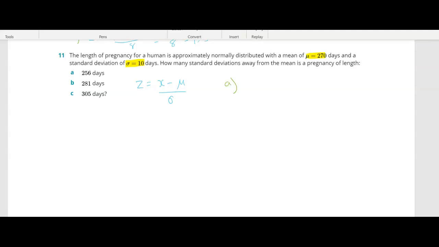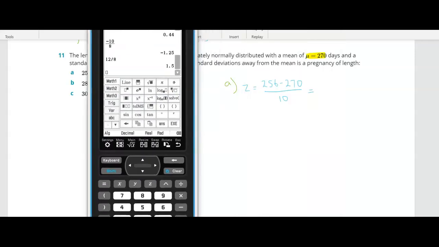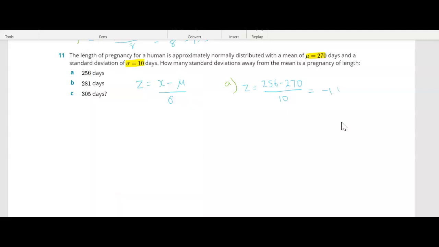All right, so for question A, 256 minus 270. So I know that's going to be negative. So this woman gave birth early. So let's go 256 minus 270 divided by 10. Negative 1.4. All right, so she's just a little bit over 1 standard deviation below the mean.